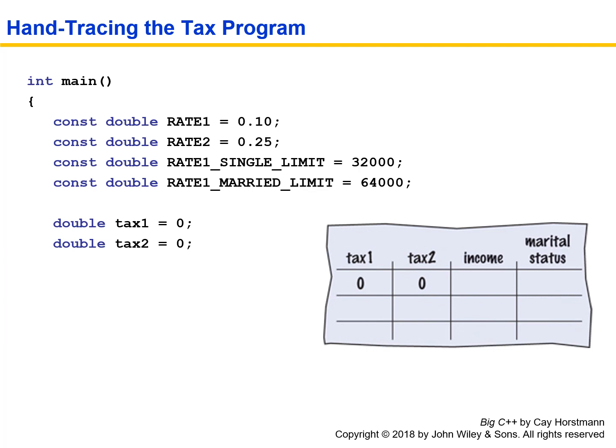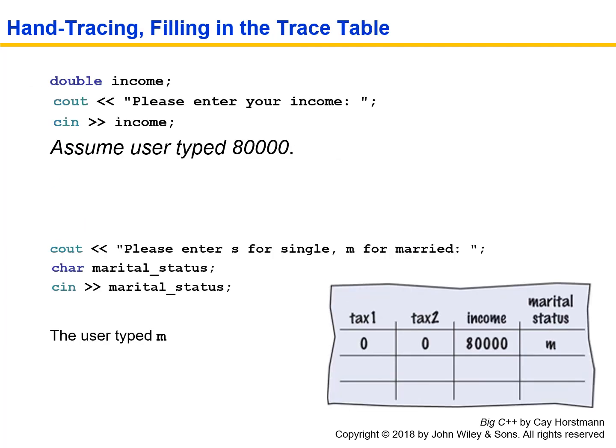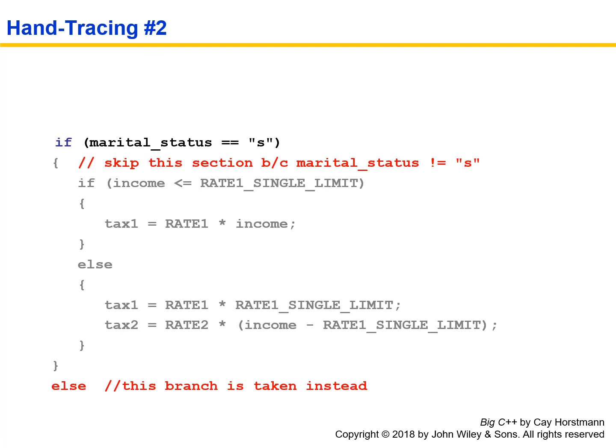So tax 1 and tax 2 both start out as 0. We assume the user typed 80,000 for their income, and the user typed M for marital status. So we record those on our balance sheet here. If marital status is S, well, we're going to skip that whole section because marital status was not equal to S. And so we're going to take the else branch instead.